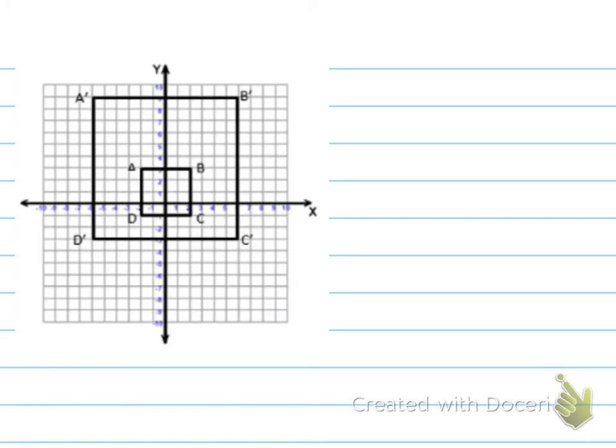For the next one, let's look at this, and from the original to the new, we can see that the original is this square right here because it's A, B, C, D. And then the one on the outside is A prime, B prime, C prime, and D prime. Remember, those primes mean that it's the new one. So I know here we have an enlargement because from the original to the new, it went bigger, right? So it went bigger, so it is an enlargement.